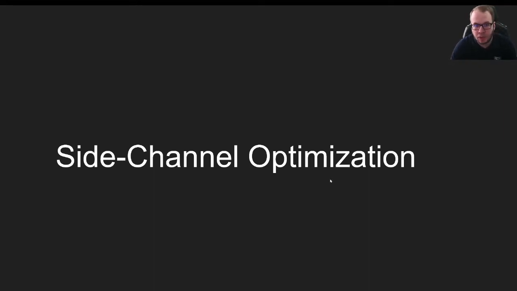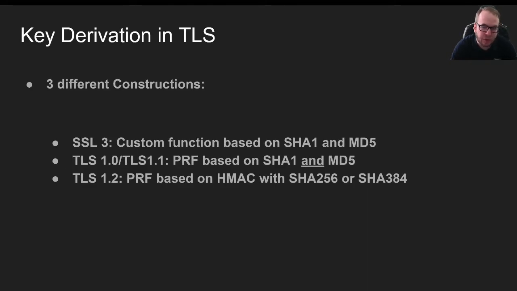From an attacker's point of view, it is now interesting to optimize the side channel. As I said, the difference is only a single byte or maybe 2 bytes in the different length of a hash function input. So it would be great if we could optimize the side channel so it gets a little bit bigger. To do this, we have to look at the key derivation functions within TLS. And if we do that, we see that there are 3 different constructions. SSL3, which is the oldest protocol, used a custom function based on SHA-1 and MD5. TLS 1.0 and 1.1 used a pseudo-random function which was based on SHA-1 and MD5 HMAC. And TLS 1.2 used a similar design based on SHA-256 or SHA-384.